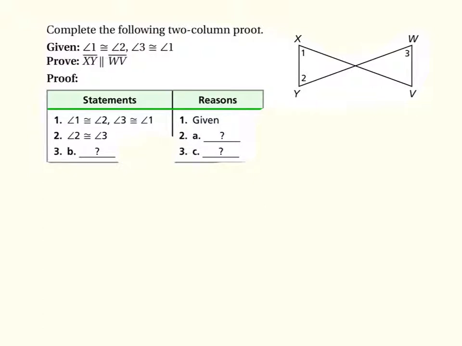All right, here is another sample proof. And again, we've got a drawing right here. We've got some given information here, and we're trying to prove that two lines are parallel, XY and WV. We've got a statement, angle 2 is congruent to angle 3. I'd like you, on your paper, to fill in what the reason might be, and then lastly, what will be the final step and what is its reason. Go ahead and press pause and try it on your paper. In a moment, I will show you the solution.